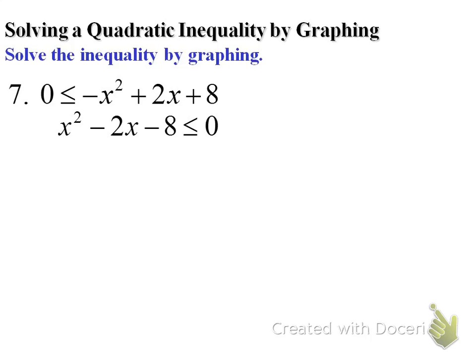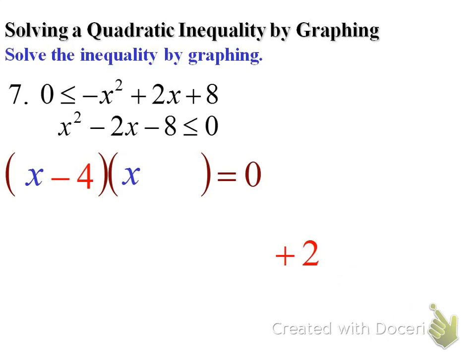Any questions on that first step? Now I want to factor this. How is this going to factor? It multiplies to negative 8, adds to negative 2. Anybody? Negative 4 and 2. Good. You guys know this a little better than you're showing, I believe.